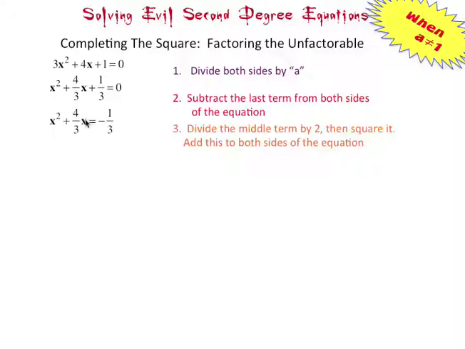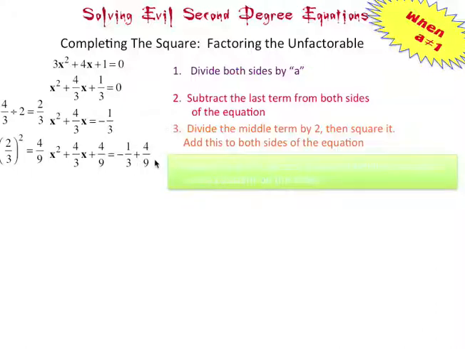So 2/3 and then square that, and that's going to give us 4/9. So I'm going to add 4/9 to both sides. So we have x squared plus 4/3 x plus 4/9 is equal to negative 1/3 plus 4/9. And so my 1/3, if I multiply the top and bottom by 3, I'm going to get 3/9. So I have 4/9 take away 3/9 is 1/9. And here's my perfect square trinomial. So the square root of the first term is going to be x plus the square root of 4/9, which is going to be 2/3. So I'm going to have x plus 2/3 all squared is equal to 1/9.